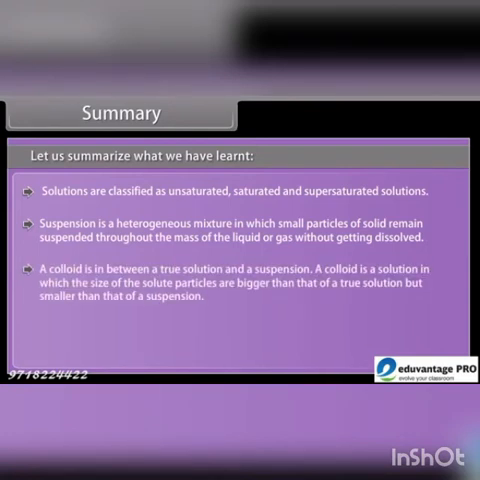A colloid is in between a true solution and a suspension. A colloid is a solution in which the size of the solute particles is bigger than that of a true solution but smaller than that of a suspension.